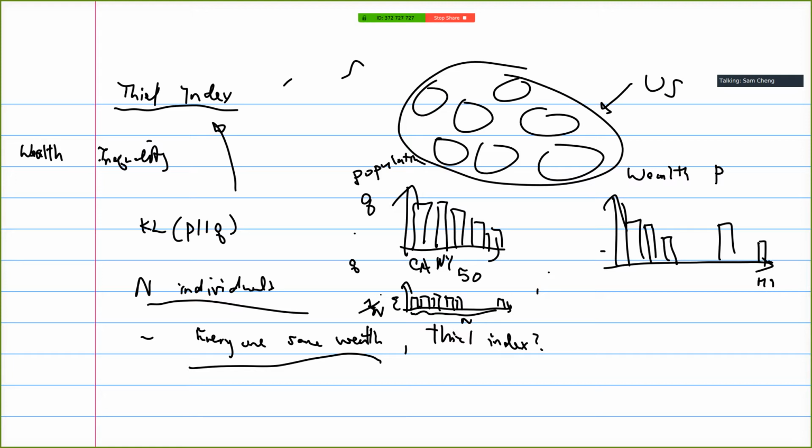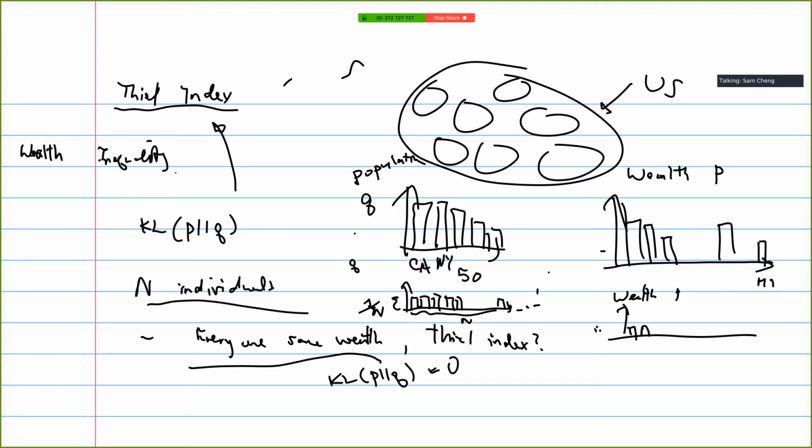And how about P? P is wealth. So if everyone has the same wealth, it's the same as Q. Yes, it's also uniform, right? So then wealth is also uniform, and I don't need to draw it. In that case, both distributions will be identical. Therefore, when you have identical distributions, P and Q are the same, then the KL-divergence is just 0, right?